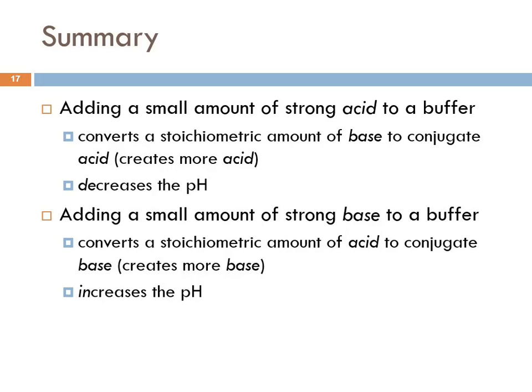So, summary: if you add a small amount of strong acid to a buffer, it converts the stoichiometric amount of the base to the conjugate acid. In other words, it creates more acid. And that should make sense. We're adding acid to this buffer. We've got more acid in there, and that will cause the pH to go down.